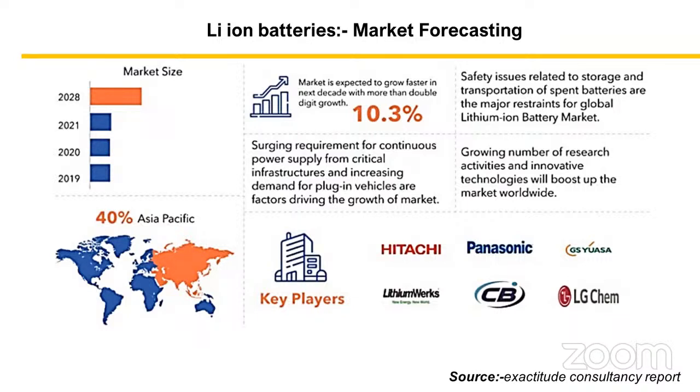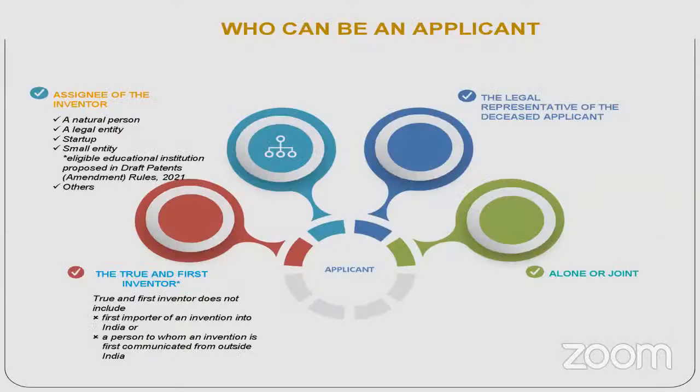Which country do we have to go to? If the major filers are US, EP, and South Korea, we have to file our patent application in those countries only. And next, who can be the applicant? Either the assignee, the true or first inventor, or a legal representative of the deceased applicant, and you can file your patent application alone or jointly.